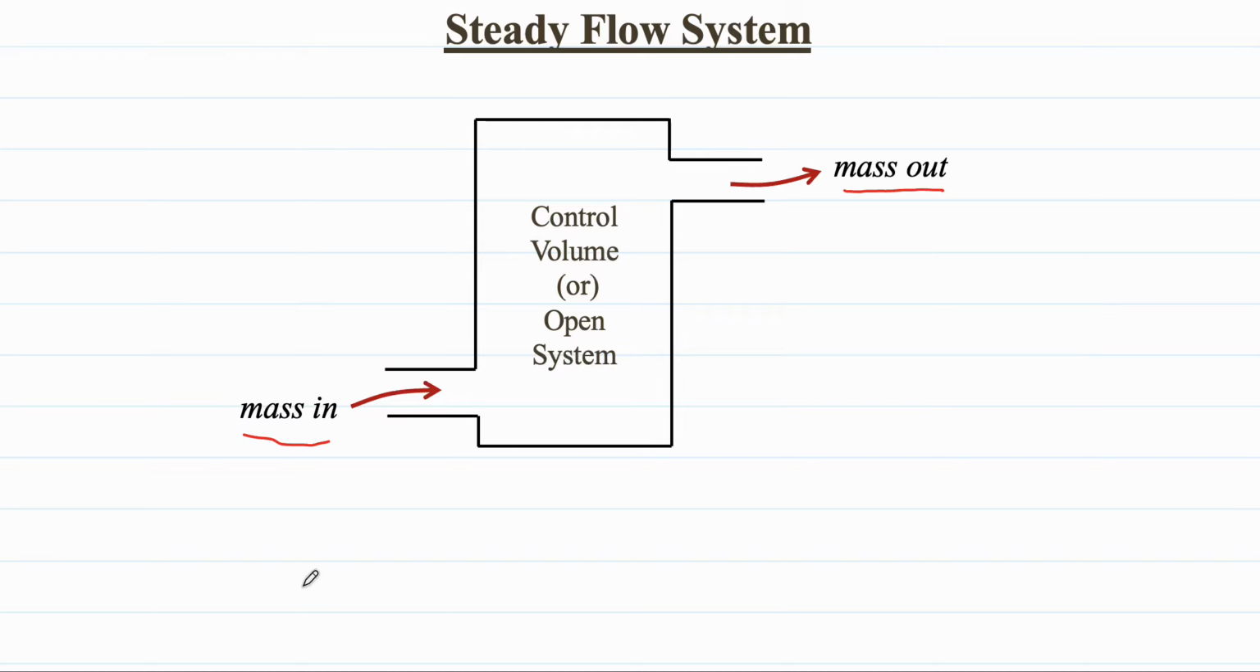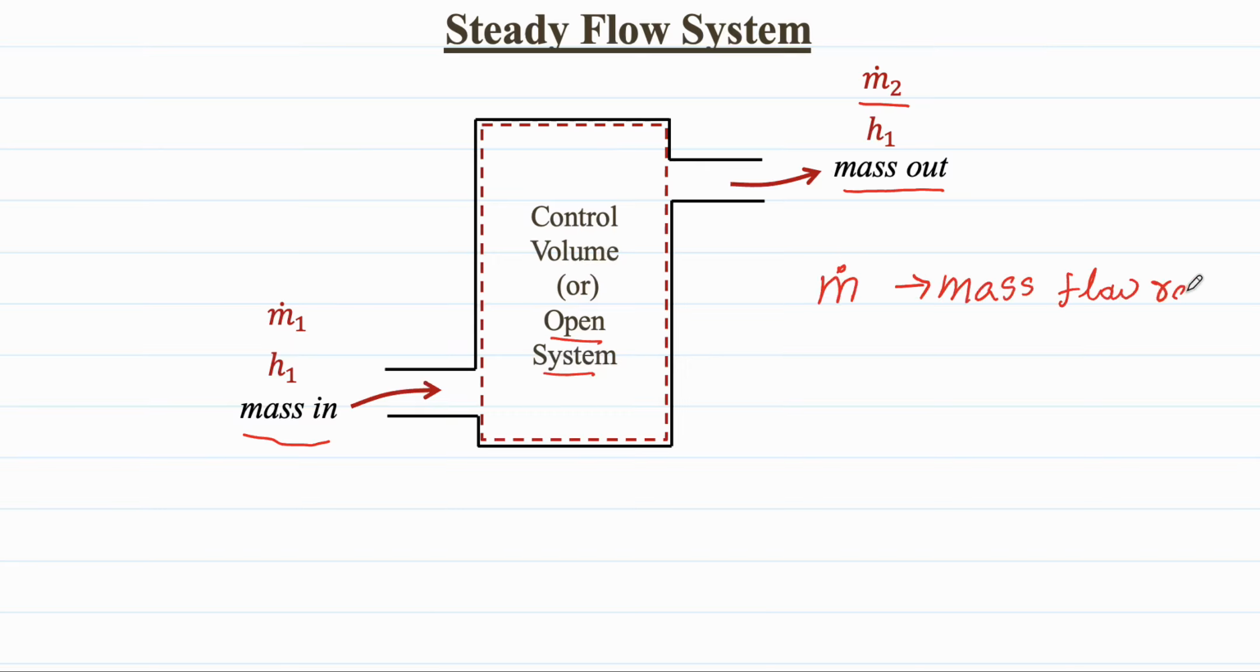So we can consider any open system or a control volume. In this case, the control volume can be the dotted line that represents the process area here. We represent the mass flow with an M with a dot on the head of the M. This represents the mass flow rate. And here the energy is represented in the form of enthalpy, that is H.